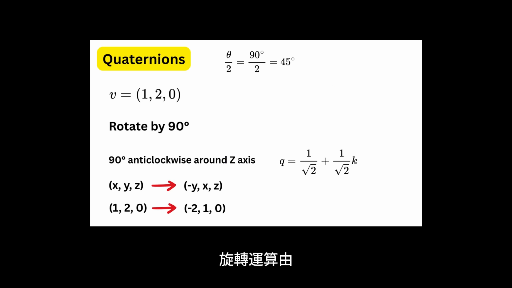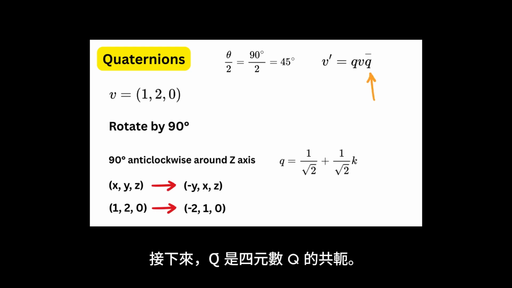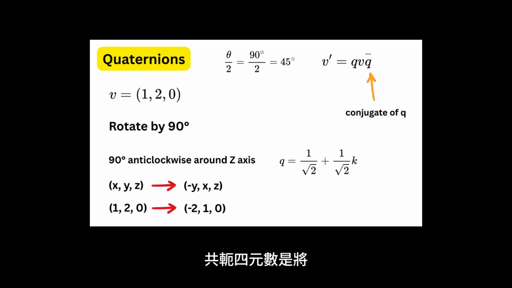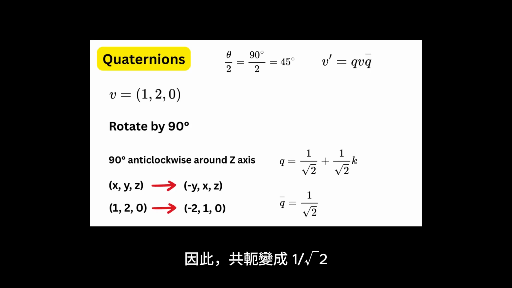The rotation operation is described using this formula, where v prime is the new rotated vector. Next, this term q bar is the conjugate of the quaternion q. The conjugate quaternion is obtained by reversing the sign of the vector part. Therefore, the conjugate becomes 1 over root 2 minus 1 over root 2 k. We now have everything needed for the quaternion rotation. The only remaining step is to convert the vector v into quaternion form. Then we can perform the rotation operation.